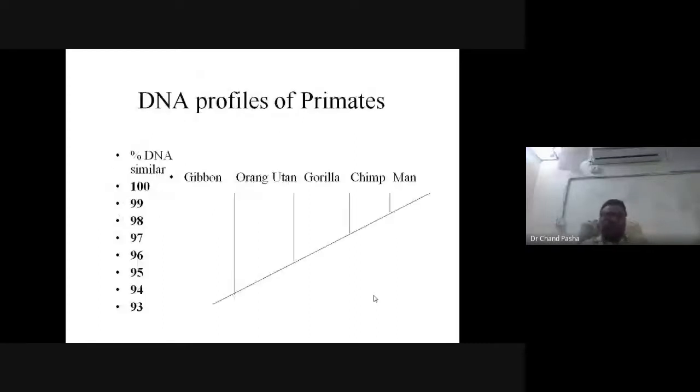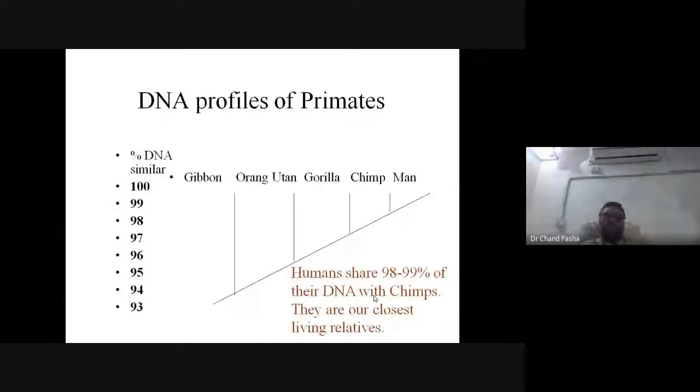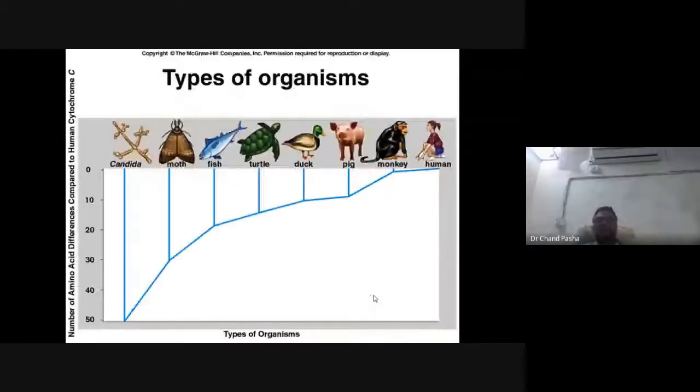See, this is based on the DNA profiling percentage. Among the primates, almost 93% similarity is there between man and primates. Humans share 98 to 99% of their DNA with chimps. This is how much the differences are there among different organisms.